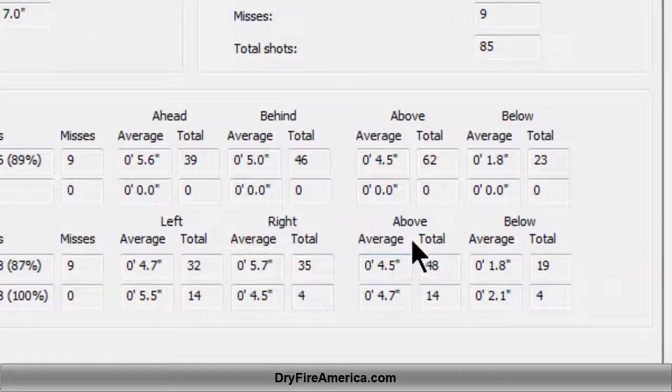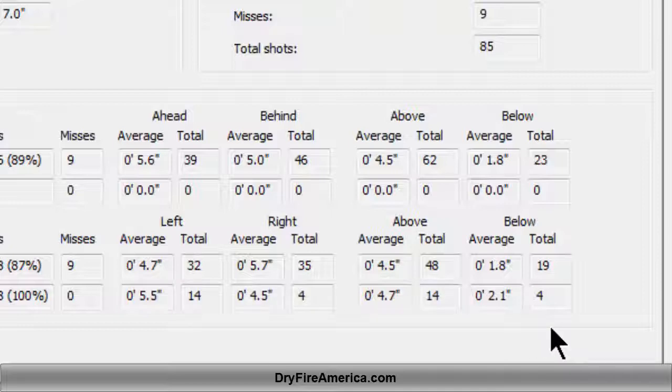Then we go to the next category, which is above and below. 48 times I was above the target by an average of 4.5 inches, and 19 times I was below the target by an average of 1.8 inches. And then the falling category down here, I won't read through this, but you can understand what it's all about.